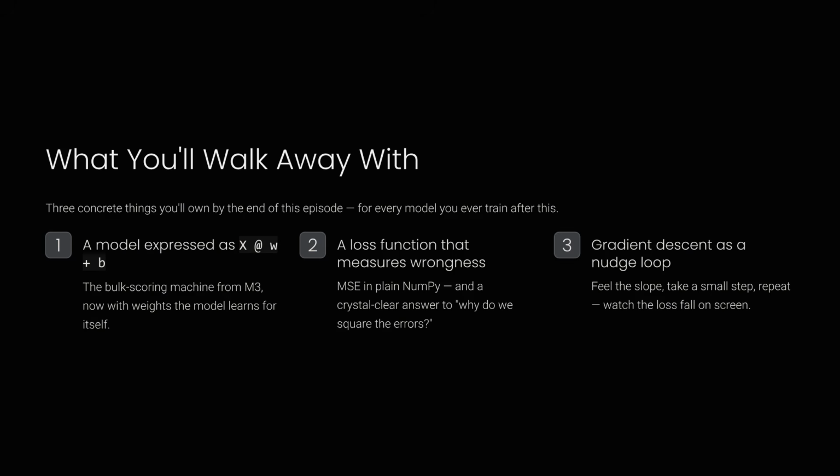By the end of this video, you'll understand three core concepts: the linear model formula, a loss function to measure performance, and how gradient descent acts as a learning loop to nudge your model toward accuracy.